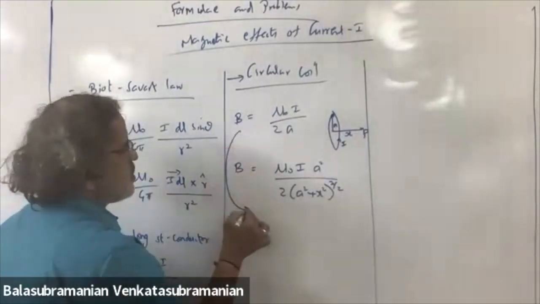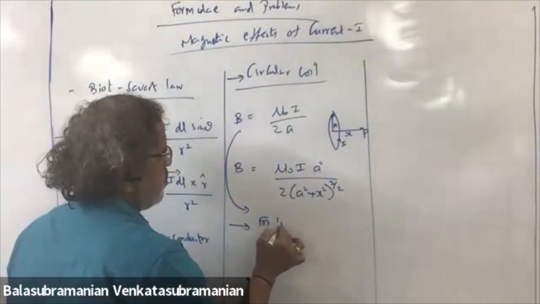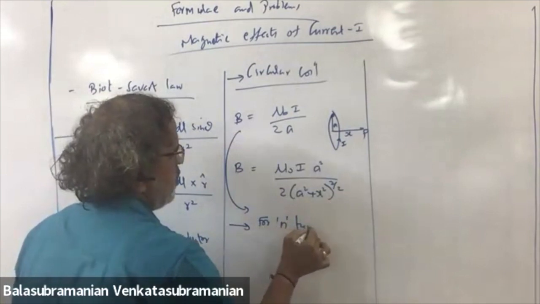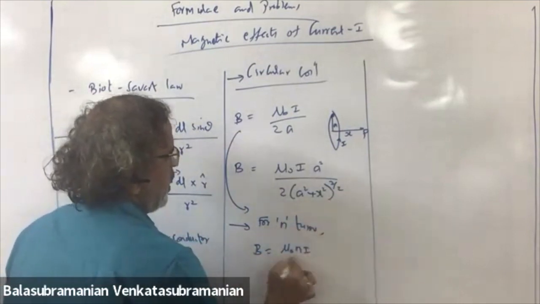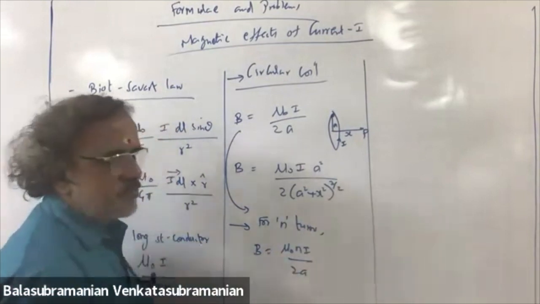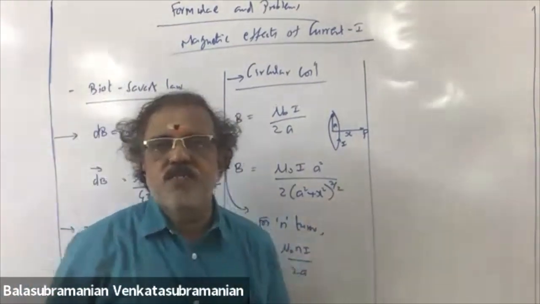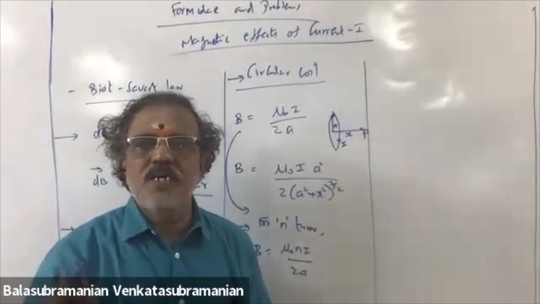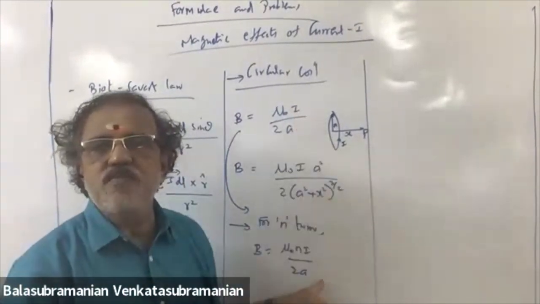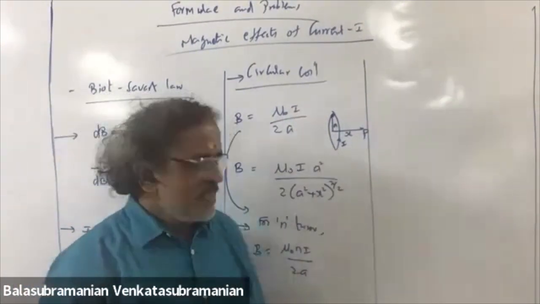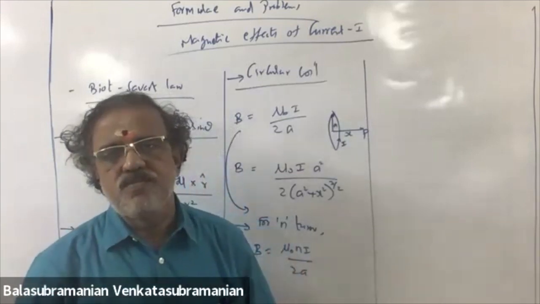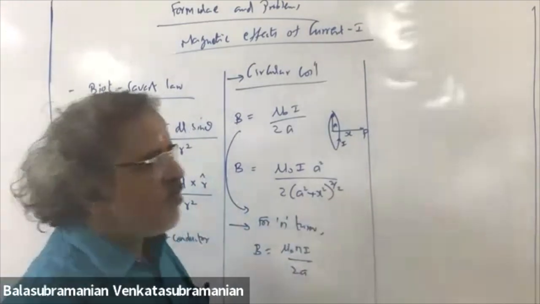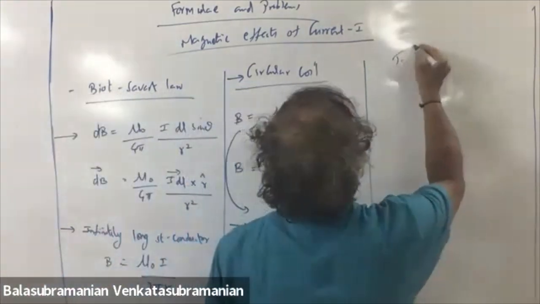For n turns, B is equal to mu naught N I by 2A. One turn means this is the formula; N turns means mu naught N I by 2A. This concept is used in the tangent galvanometer. Tangent galvanometer concept.